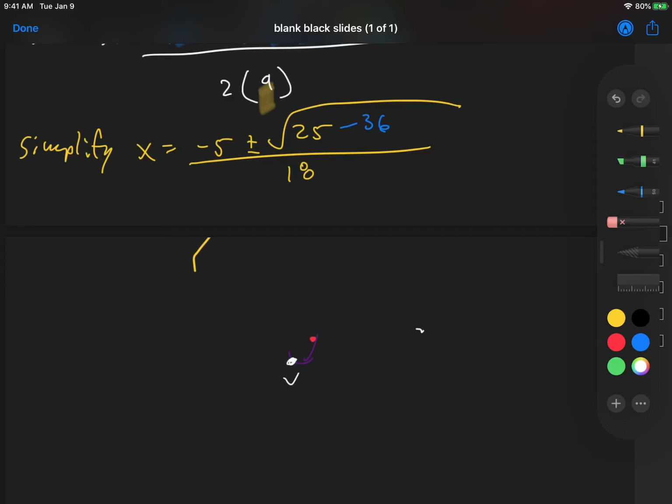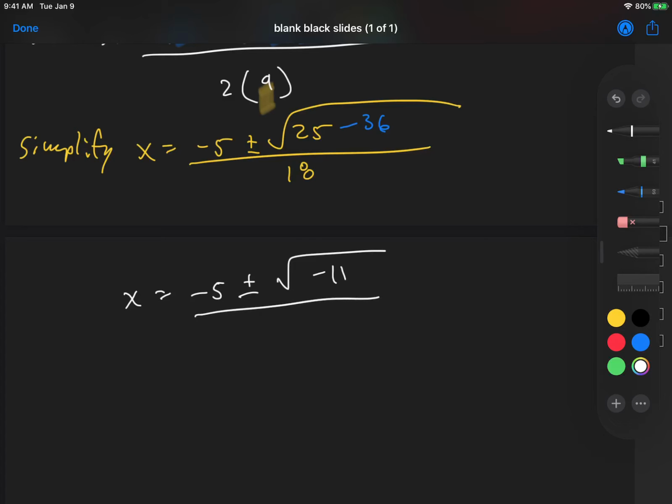Whoa, got a bunch of straggling things over here. Okay, let's go ahead and simplify again. So negative 5 plus or minus 25 minus 36 is negative 11, and all over 18. Okay, so how do you simplify this?